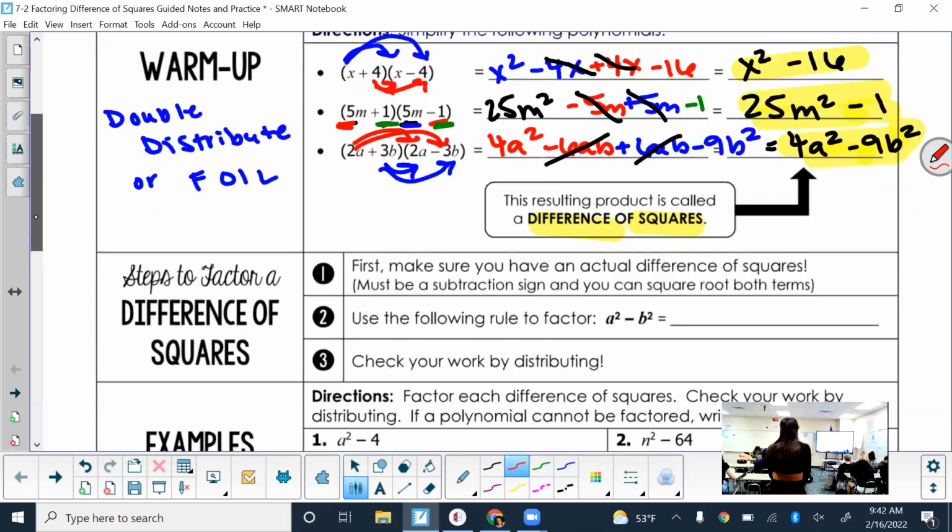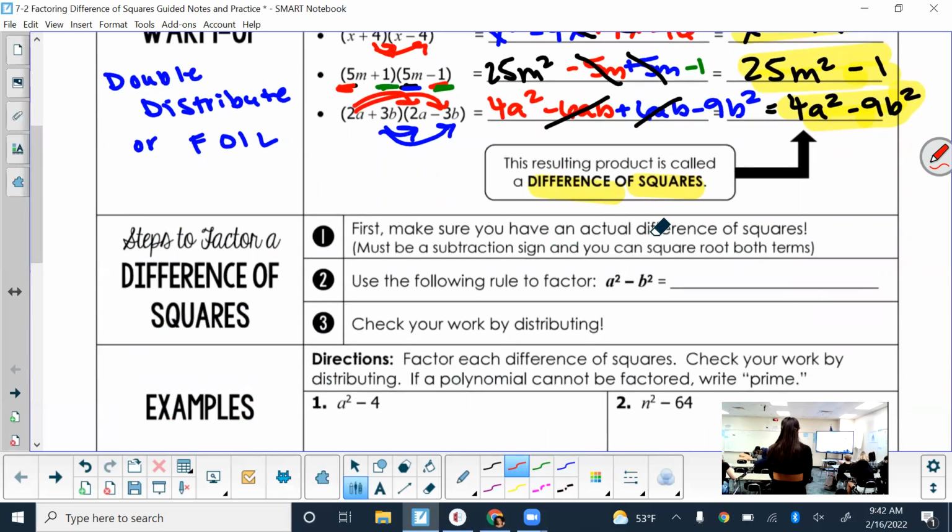you need to make sure you have an actual difference of squares. So you need to have a minus sign. And you need to have perfect squares on each end. So again, it says must be a subtraction sign, and you must be able to square root both terms. Step 2 would be to use the following rule to factor, which you need to write down. So a squared minus b squared equals a plus b in parentheses times a minus b in parentheses.